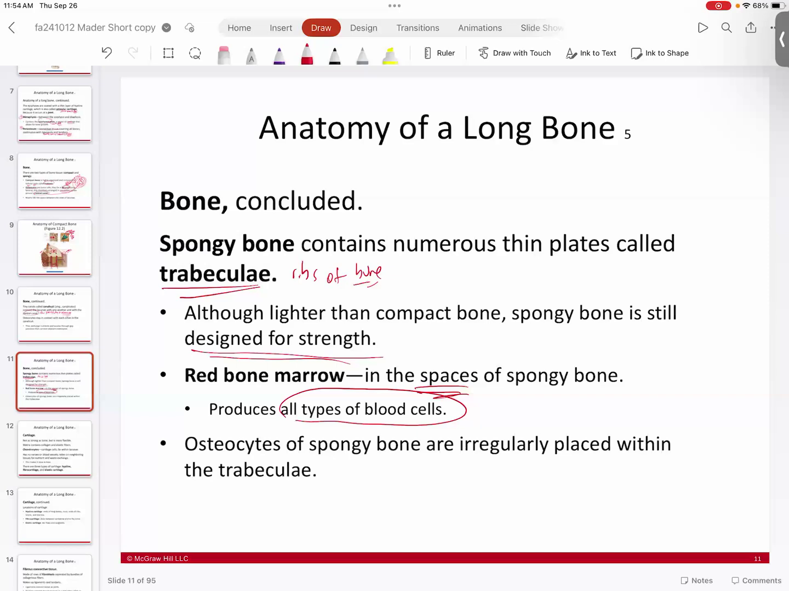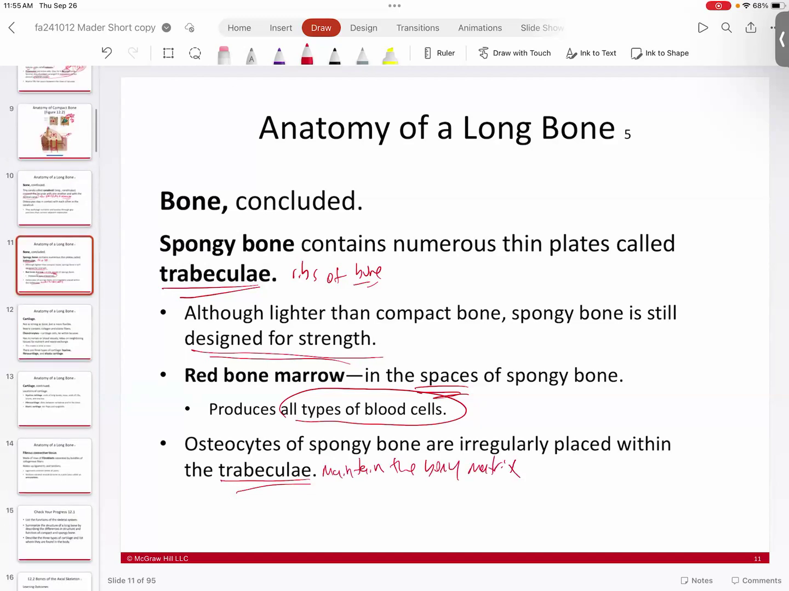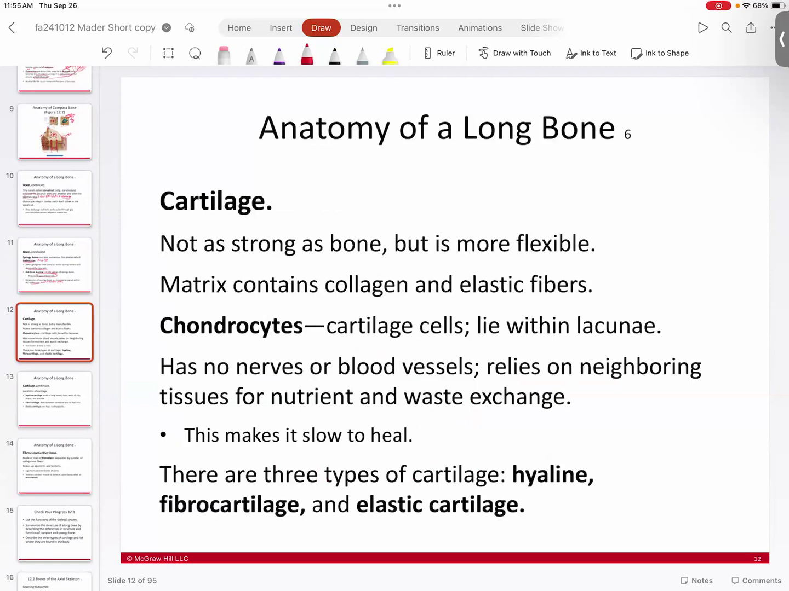So the osteocytes in spongy bone are just kind of peppered within the trabecula, and their job is to maintain the bony matrix of the actual bone itself. So that's the structure of your bone, compact and spongy.